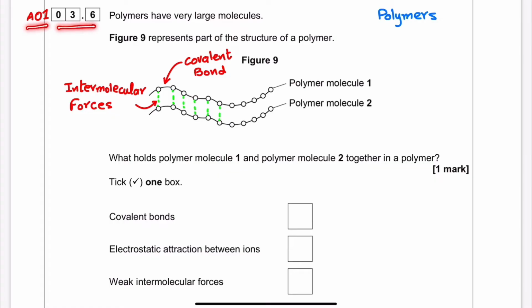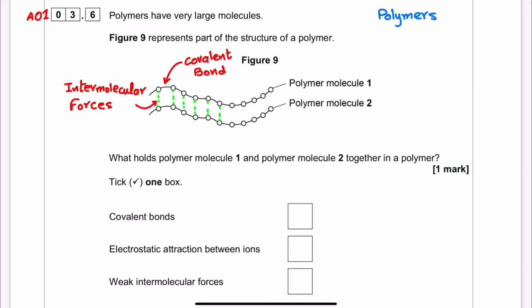3.6 is an AO1 question. Polymers have large molecules. Figure number 9 represents a part of the structure of a polymer. We can see here polymer molecule number 1 and polymer molecule number 2. We know that polymers have covalent bonds present between the atoms, but intermolecular forces are present between polymer molecule 1 and polymer molecule number 2. These forces are weaker as compared to the covalent bonds.